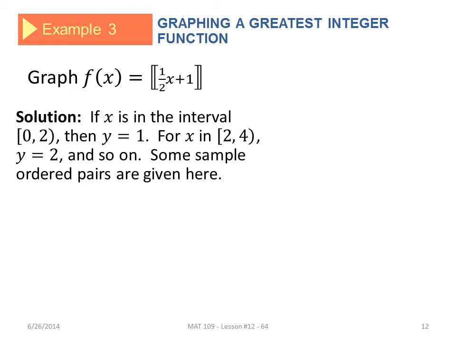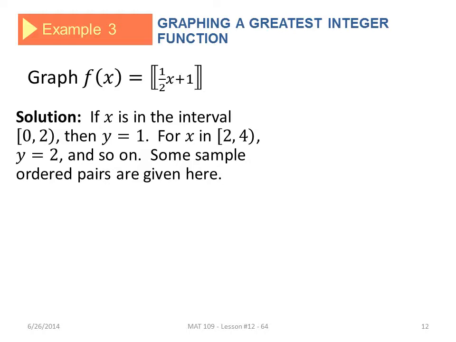In order to evaluate this, we need to look at what happens when we put different numbers in. Let's first look at the interval from 0 to 2. If x is 0, then what's inside here is equal to 1, and so the greatest integer less than or equal to 1 is 1. If x is 1, then I have 1 times 1/2, that's 1/2. 1/2 plus 1 is 1.5. That's not an integer. The greatest integer less than or equal to 1.5 is 1. So at 1, I'm still at 1.